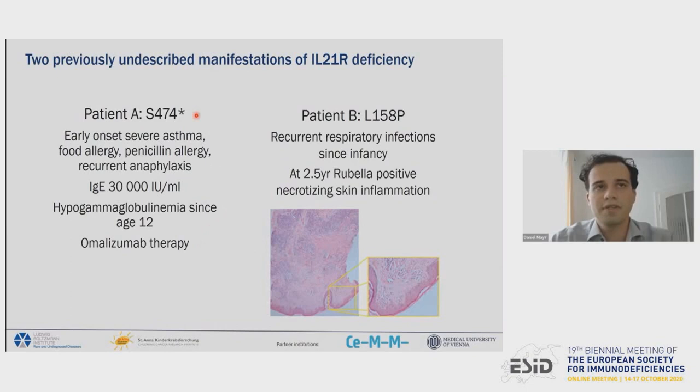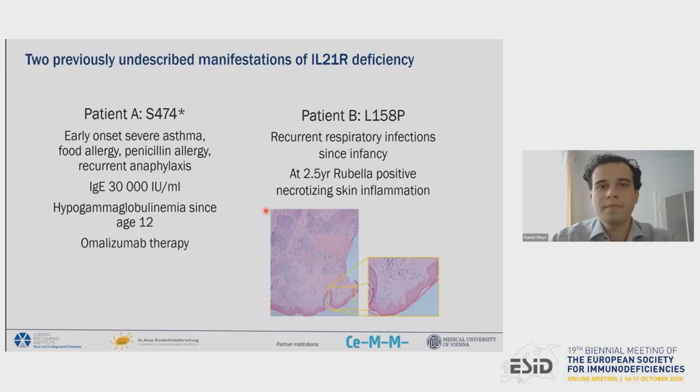Genetic analysis revealed a homozygous stop mutation in the intracellular part of the IL-21 receptor protein. Patient B suffered too from respiratory disease and hepatomegaly and developed chronic granulomatous disease on the skin, seen here in the image on the right, and a biopsy of the lesion revealed persistent infection with rubella virus, likely due to impaired immune response to live-attenuated rubella vaccine.